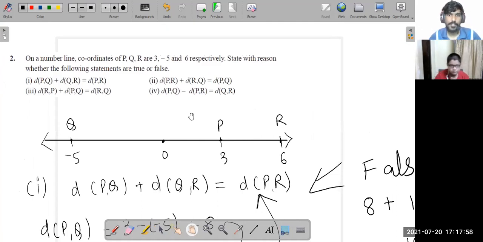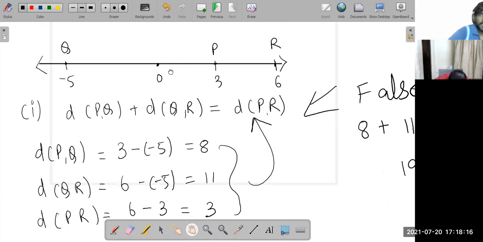Same way. Find distance PR, find distance PQ, and then RQ, and check whether the left hand side is equal to the right hand side. So distance PR we already found out, right? Distance PR was 3.